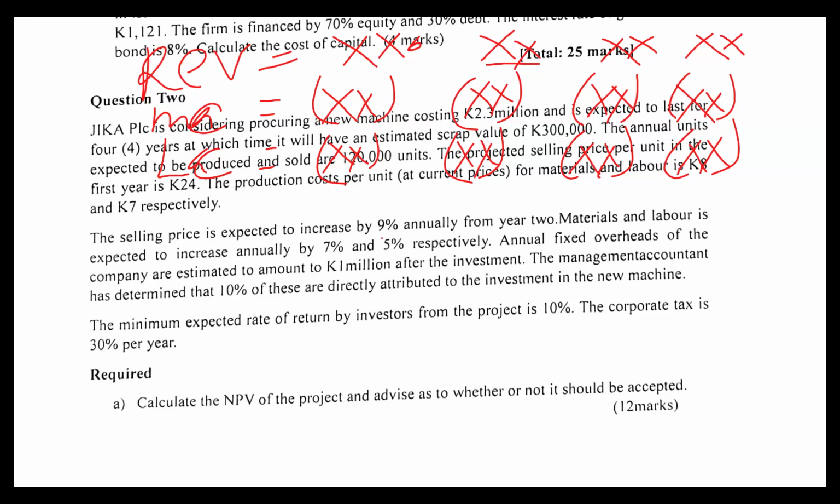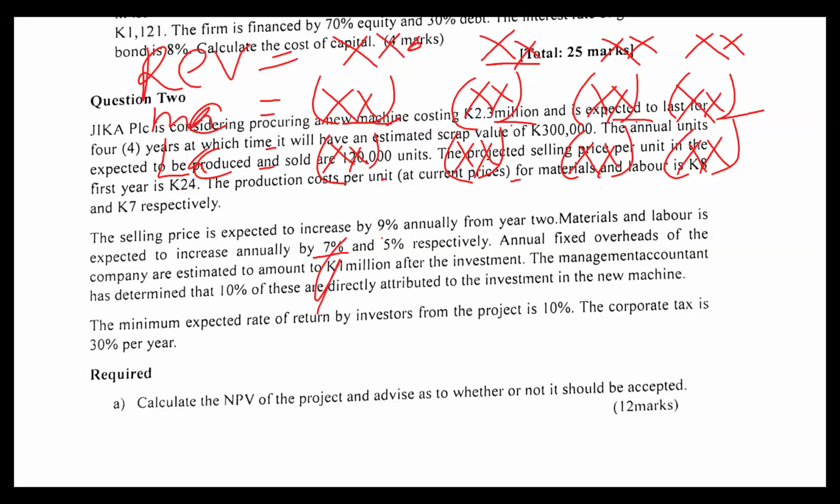And then the materials and labor are expected to increase annually by 7% and 5% respectively. Okay, the materials. First year, no increase. Starting from the second year, there is a 7% increase for the material. So this one will be the way it is. Then you grow this one by 7%, it will give you this one. Grow this one by 7%, it gives you this one. Grow this one by 7%, it gives you that one. We demonstrated last time that that is just one and the same way of doing it. Then you do the same for labor, 5%.